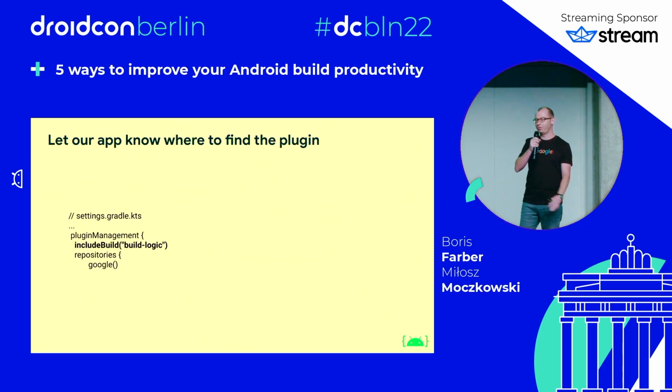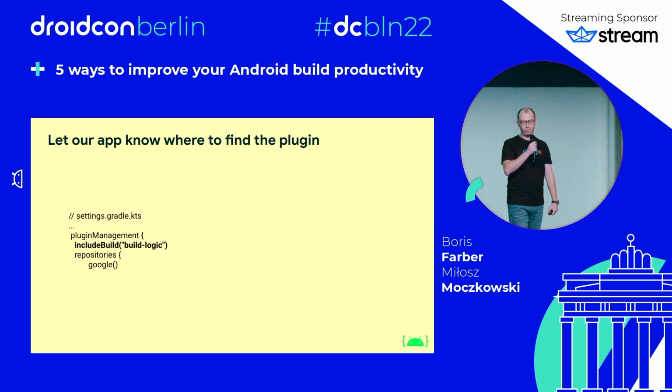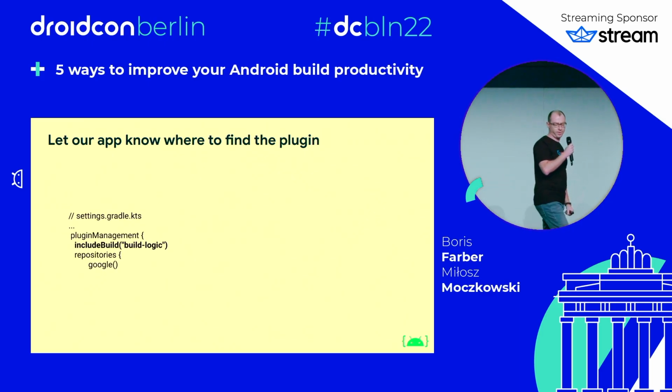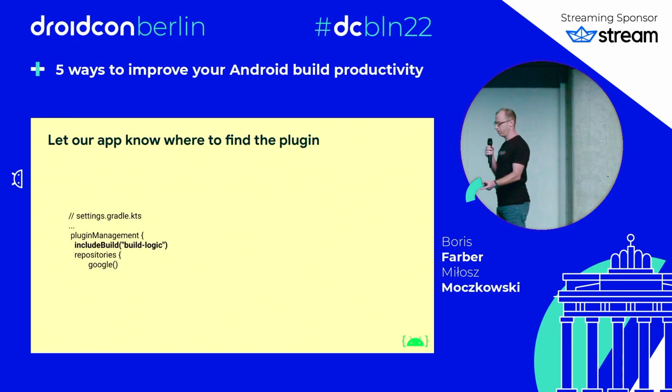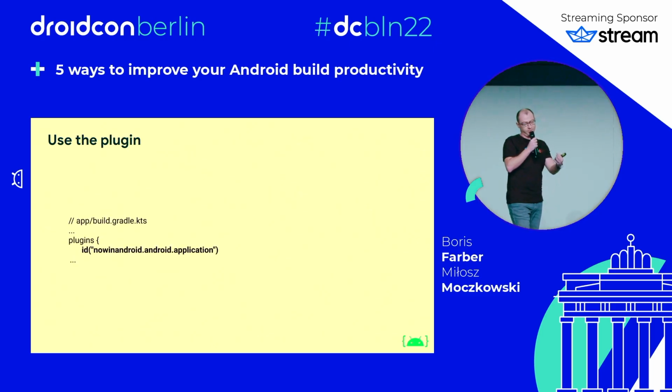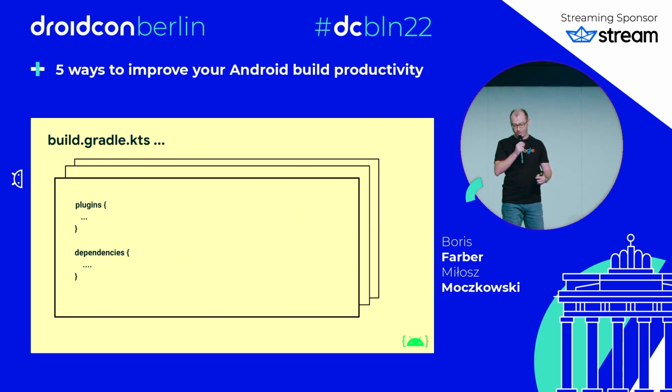Now, after registering our plugin, we need to let our app know where to find the plugin. So inside settings.gradle.kts, which sits in the root of our project, in the pluginManagement block, we do includeBuild of build-logic. And again, here is the name of the folder that we used by, let's say, idiomatic convention. And what is left is to use the plugin. So inside the app build.gradle.kts, we apply the plugin. So yeah, this is our goal.